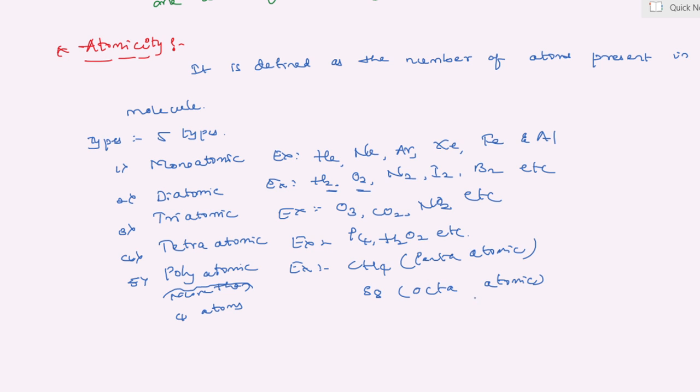Molecules of elements, it consists of what? Atomicity. Atomicity is defined as the number of atoms present in a molecule. Yes, there are 5 types: monoatomic, diatomic, triatomic, tetraatomic, and polyatomic. Monoatomic means containing only one atom. Diatomic means containing 2 atoms. Triatomic means containing 3 atoms. Tetraatomic means containing 4 atoms. And poly means containing more than 4 atoms. Yes, that is termed as atomicity. Yes, my students, let us see molecules of compounds.